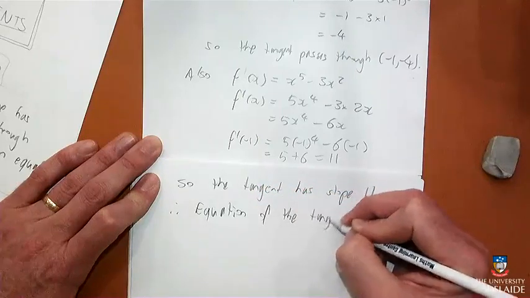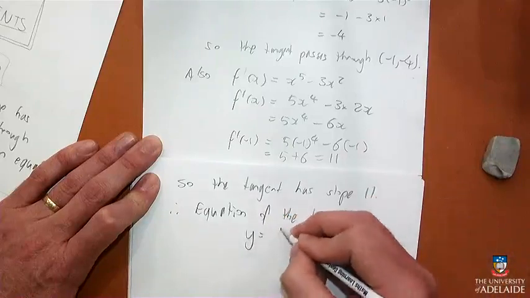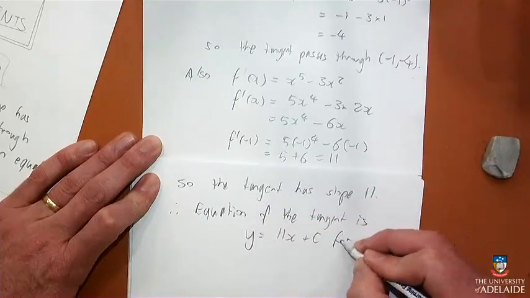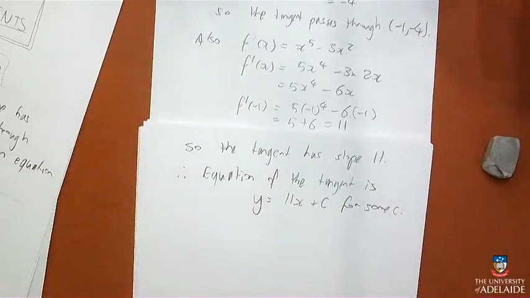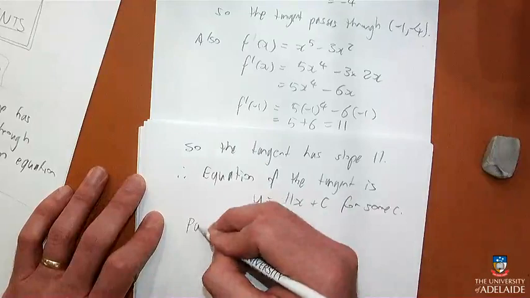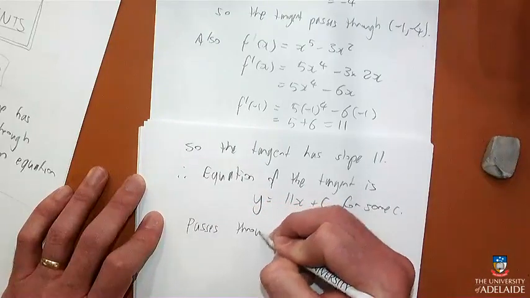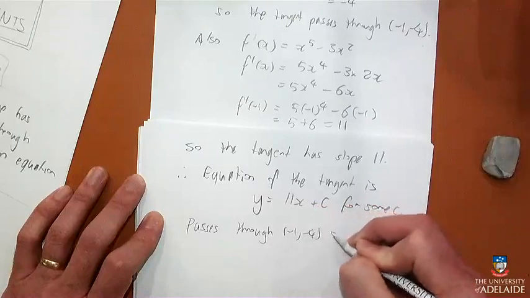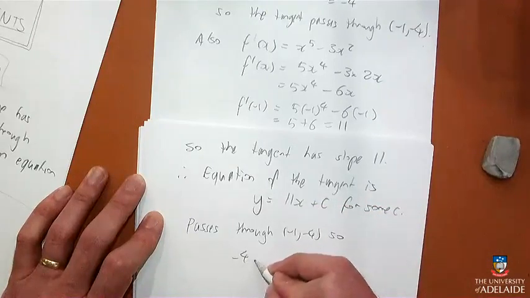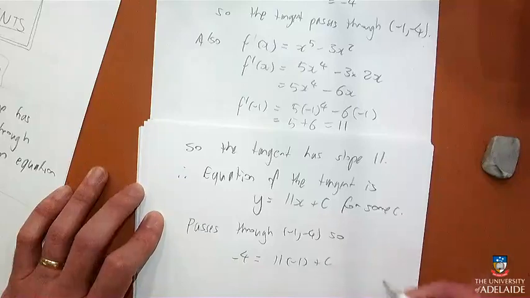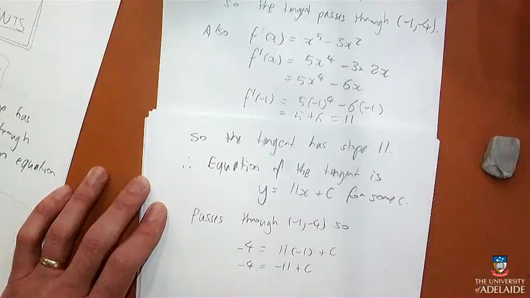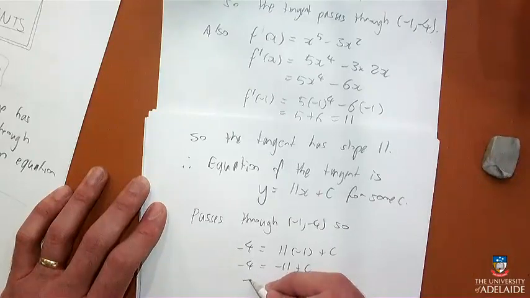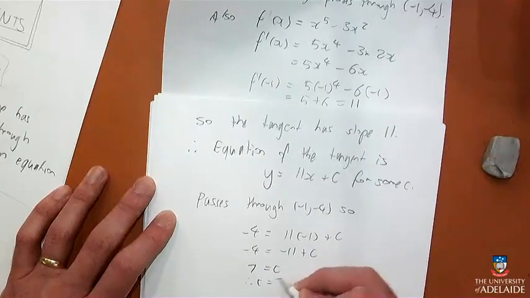the tangent is y equals 11x plus c for some c. Okay. And so now we need to figure out what the c is. We do know it passes through the point (-1, -4). So we get minus 4 for the y is 11 times minus 1 plus c. So minus 4 is minus 11 plus c. If I add 11 to both sides, I'll get 11 minus 4, which is 7. And so therefore the c is 7.